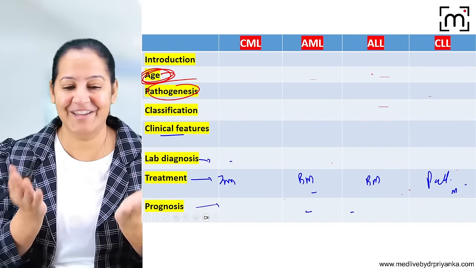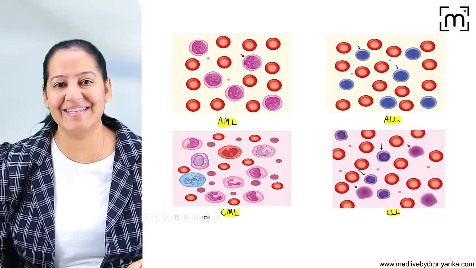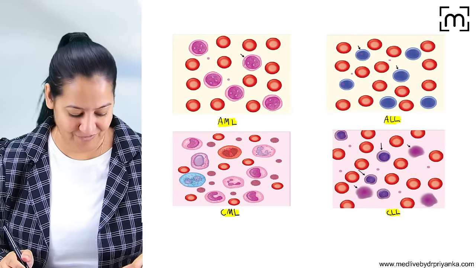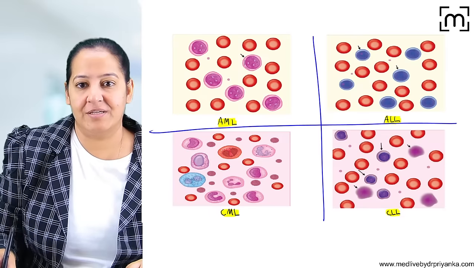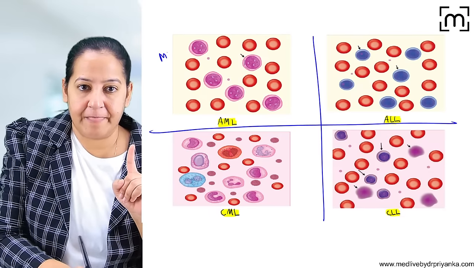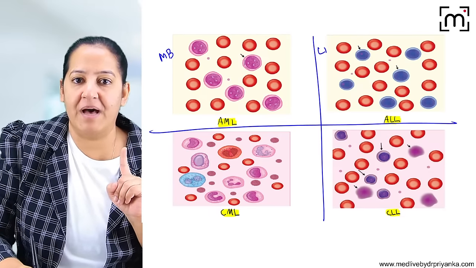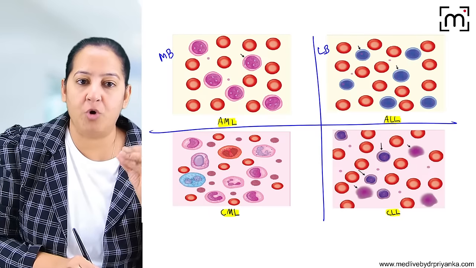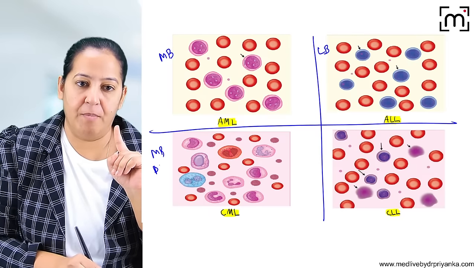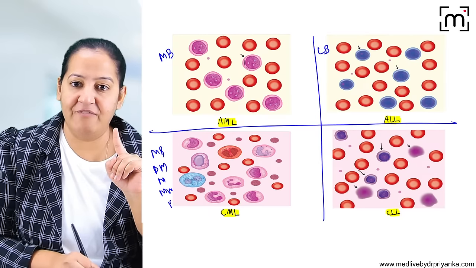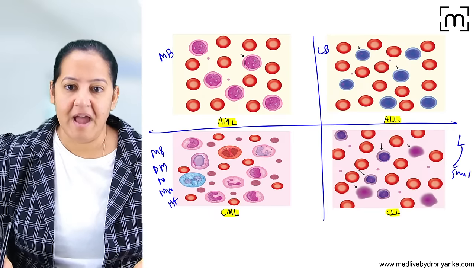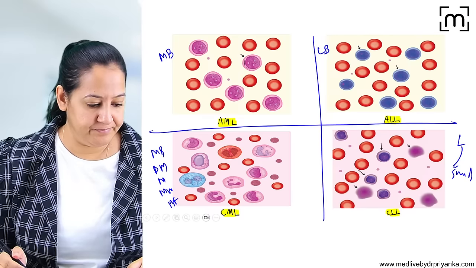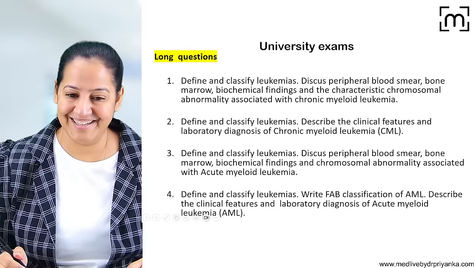Got it? Give your feedback. You got the leukemias. Was it easy? The same you can compare here also. If you didn't like this diagram, you can see the same here. Appreciate the myeloblast here. Appreciate the iron rods. Appreciate the lymphoblast here. No iron rods. Appreciate all five: myeloblast, promyelocyte, myelocyte, metamyelocyte, band form. And appreciate only one cell, that is the lymphocyte, along with the smudge cell here. If you have any doubt, please ask.